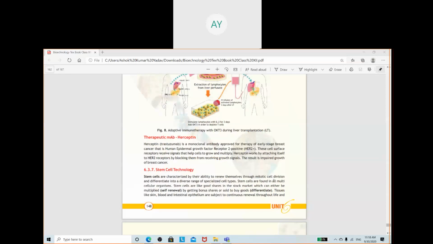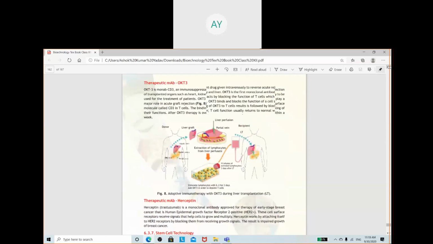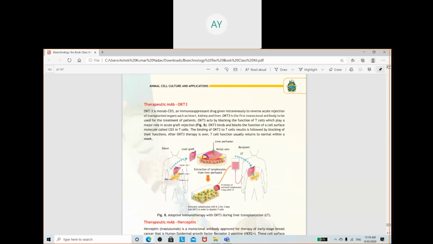It must come in your exam: what is OKT3? OKT3 is a product of monoclonal antibody that is used during kidney transplantation. It is an immunosuppressive drug that decreases the recognition power of T helper cell.